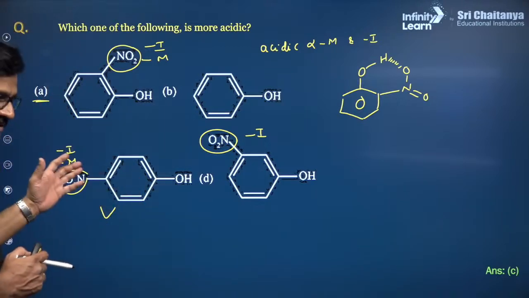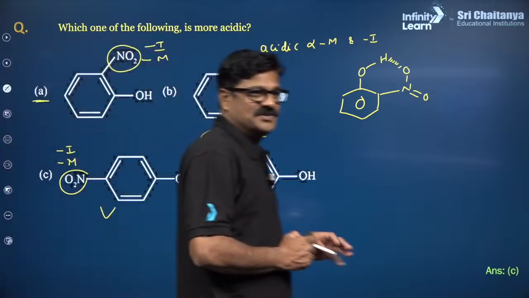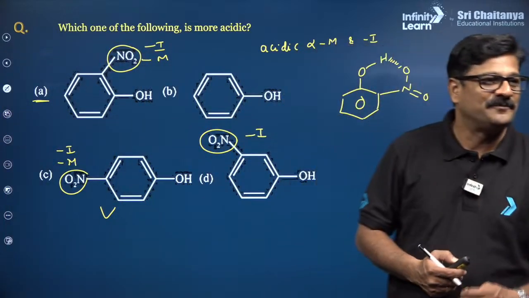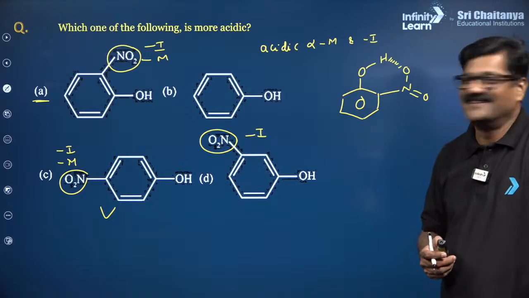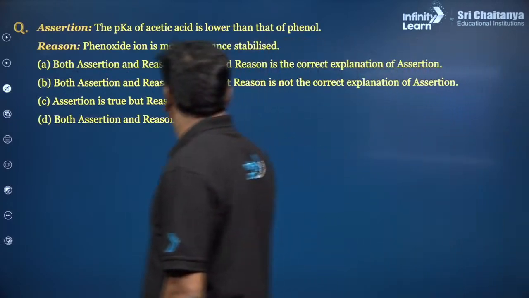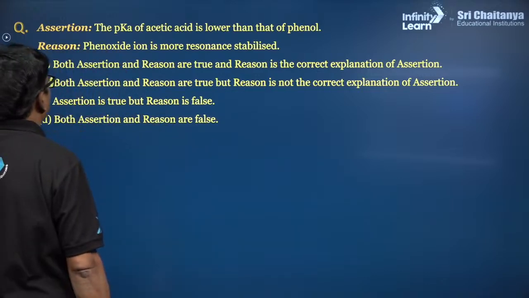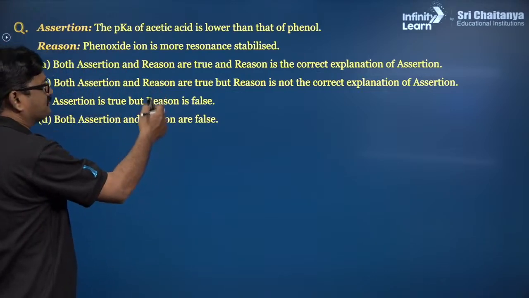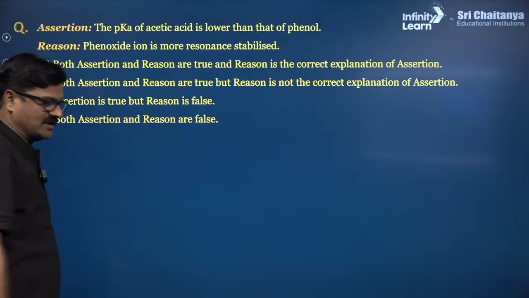Next question, ready for that? Okay, next: the pKa of acetic acid is lower than that of phenol. The phenoxide ion is more resonance stabilized.